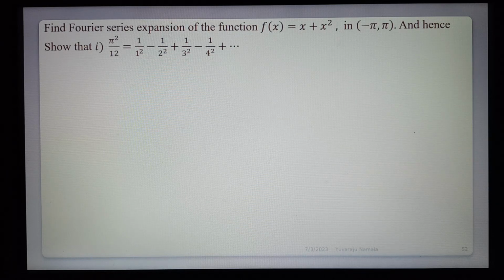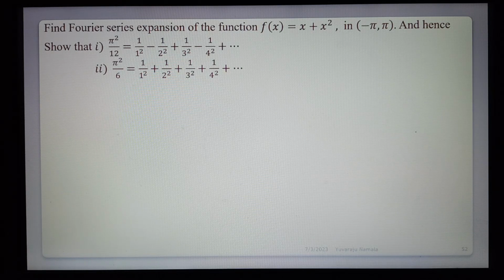See the next question here. Find the Fourier series expansion of the function f of x is equal to x plus x square in the interval minus 5 to 5, and hence show that the first one, pi square by 12, is equal to 1 by 1 square minus 1 by 2 square plus 1 by 3 square minus 1 by 4 square and so on. The second one, pi square by 6, is equal to 1 by 1 square plus 1 by 2 square plus 1 by 3 square plus 1 by 4 square and so on. This is also a very important question, a long question.